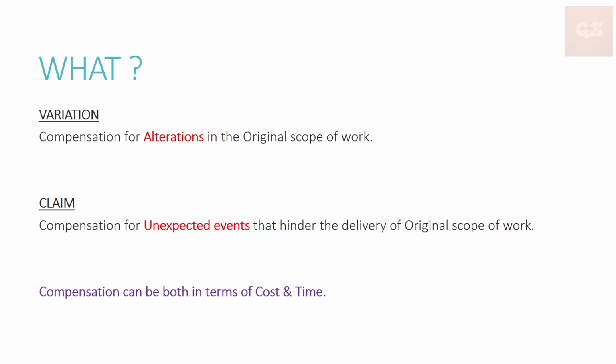So variation is altering a physical work. When an original scope of work is physically altered, that is called a variation. And claim is when the delivery of the original work is delayed or is hindered due to some unexpected, unforeseen circumstances or events. When that happens, then the compensation made for that is called a claim. At the end of the slide, I'll be giving you some examples. From that, you can easily understand the difference between alterations and unexpected events.